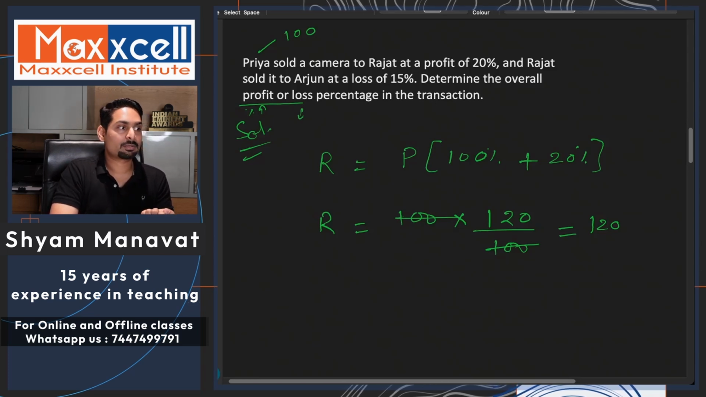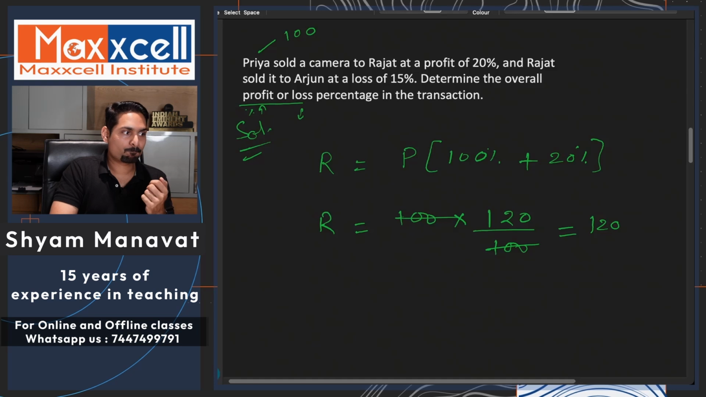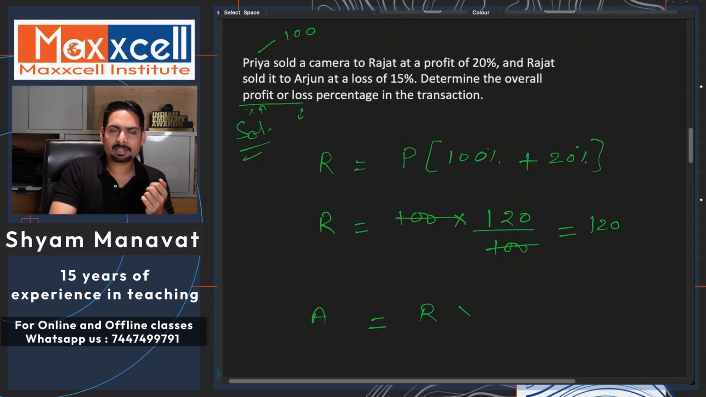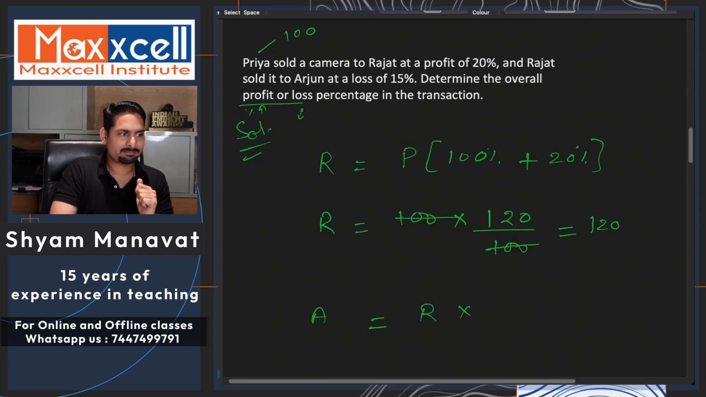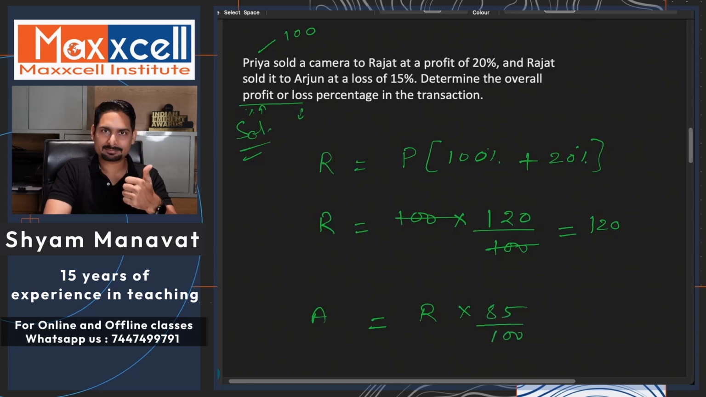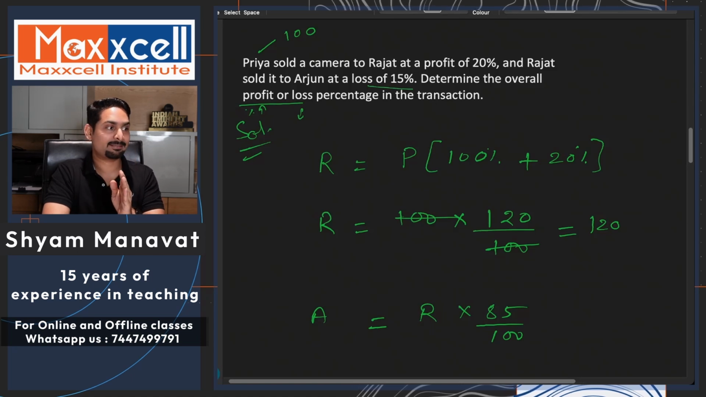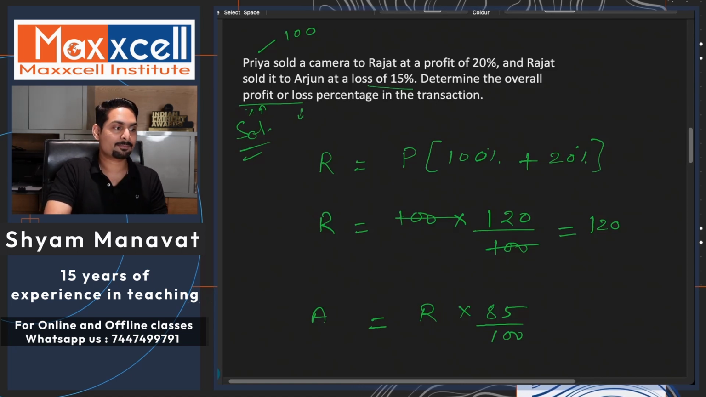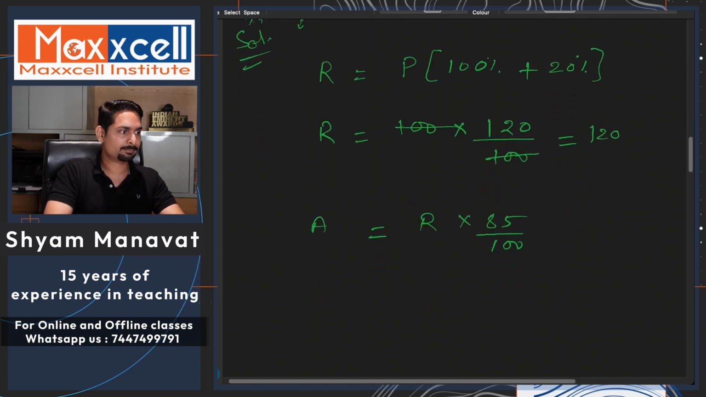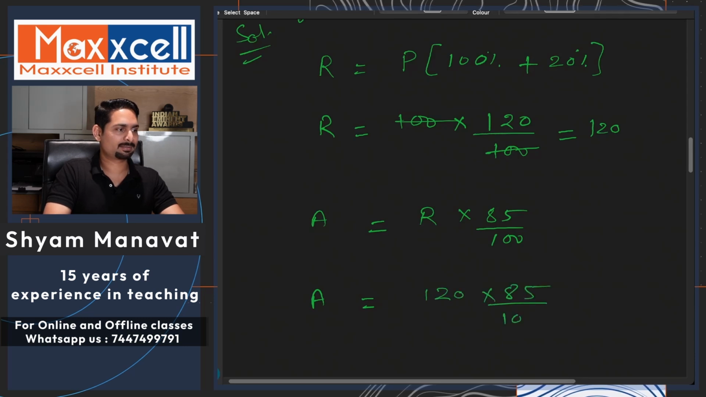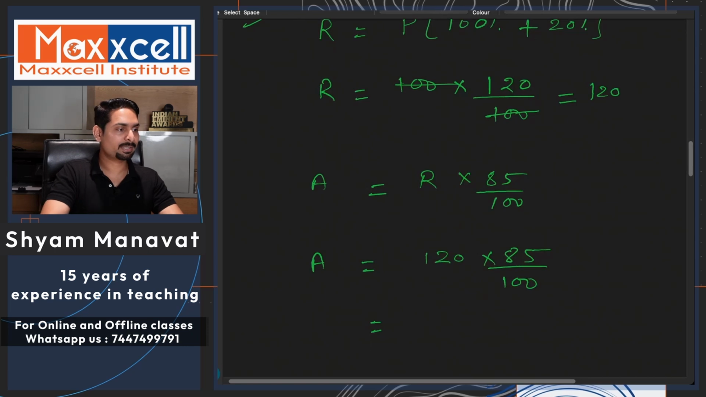Now Rajat sold it to Arjun at a loss of 15%. So Arjun got it for less than Rajat by 15%. Can I directly write 100 minus 15, which is 85%? Are you okay with me? 15% less, so 100 minus 15 is 85%. Remove the percentage sign, divide by 100. So here Rajat is 120, and now this is 85 by 100. Simplify this part. What do you get here?